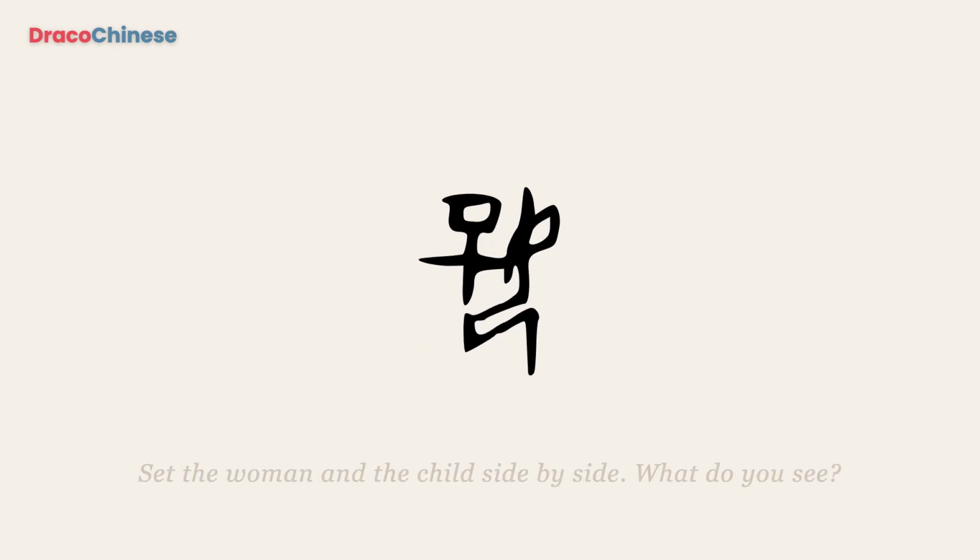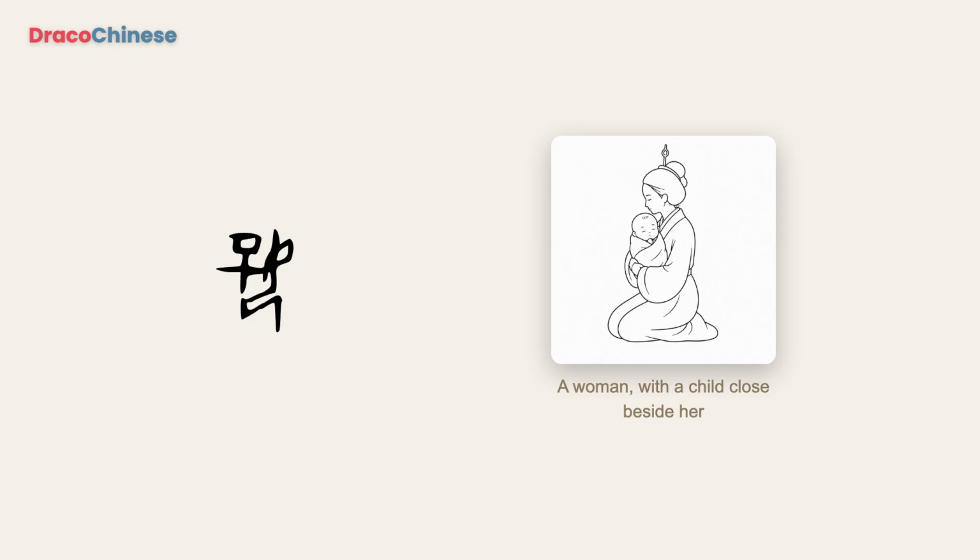Set the woman and the child side by side. What do you see? A mother with her child. 2 complete pictures put together to build 1 new idea. This is a compound character, not a drawing of 1 thing, but a small sentence made of 2.